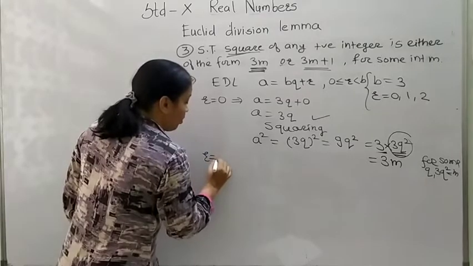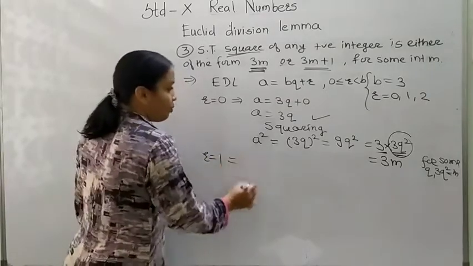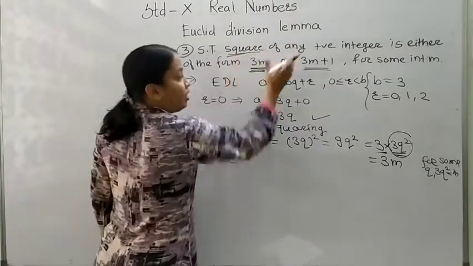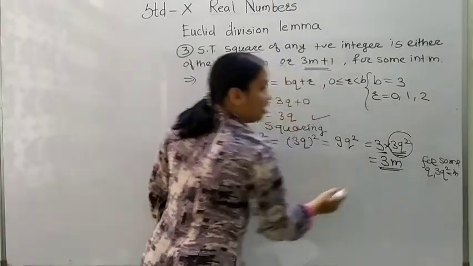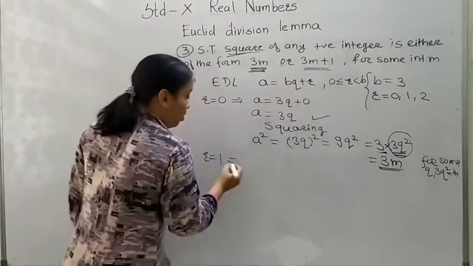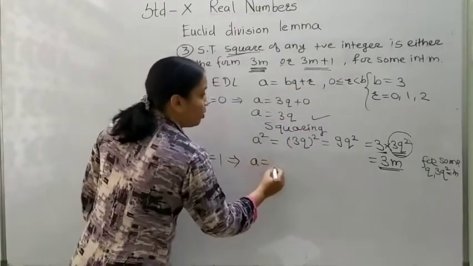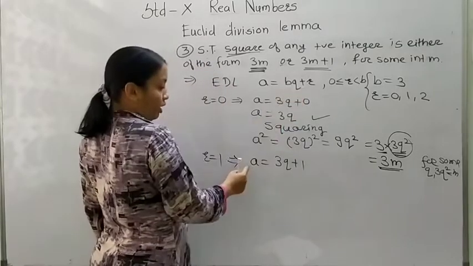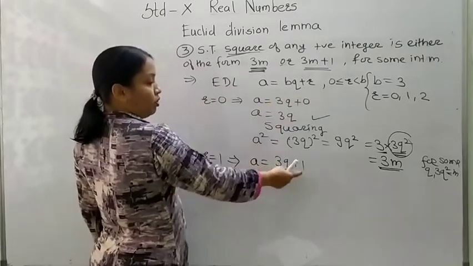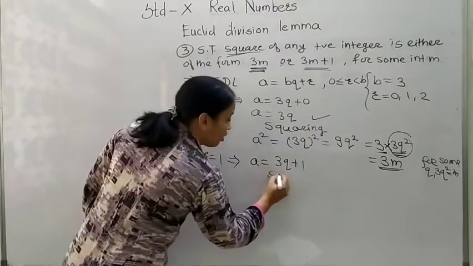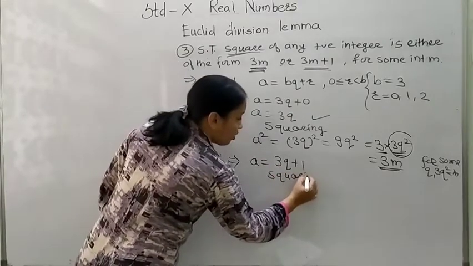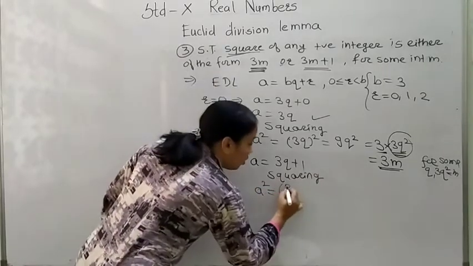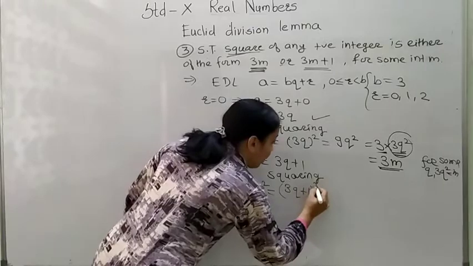Now r is equal to 1, I am going to take. Here we have proved that a square, means the square of any positive integer, is of the form 3m. But we want to show this also. Now r is equal to 1 implies a is equal to 3q plus 1. Now we want the square, therefore squaring both sides, a square is equal to (3q plus 1) whole square.